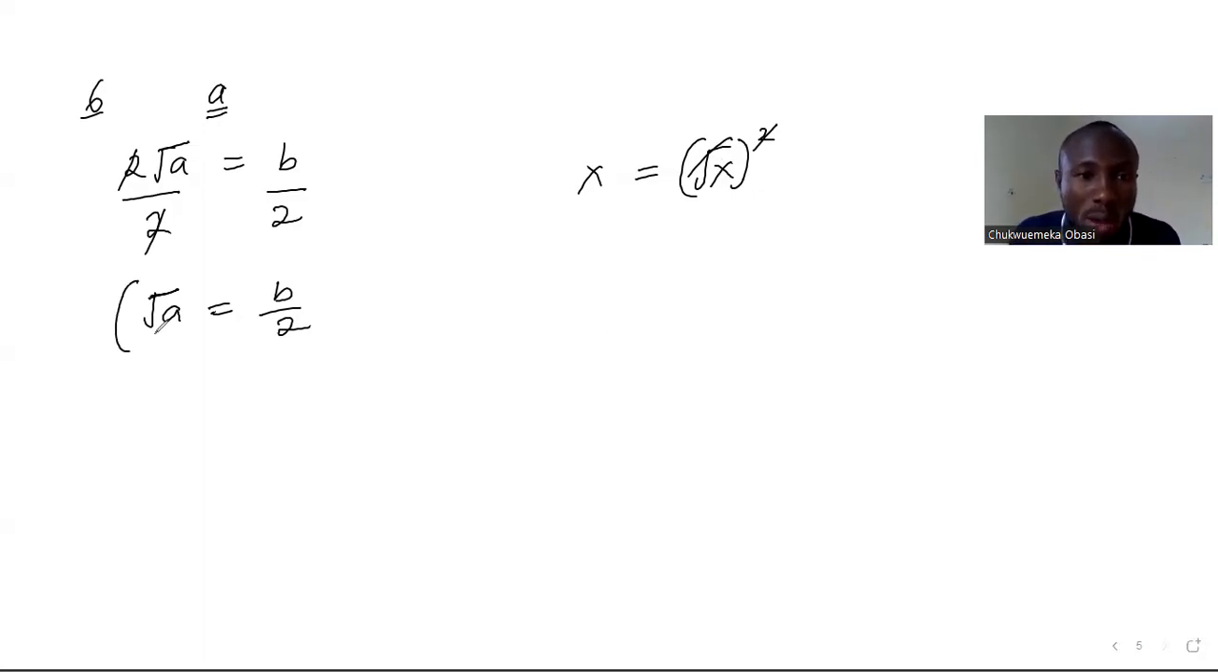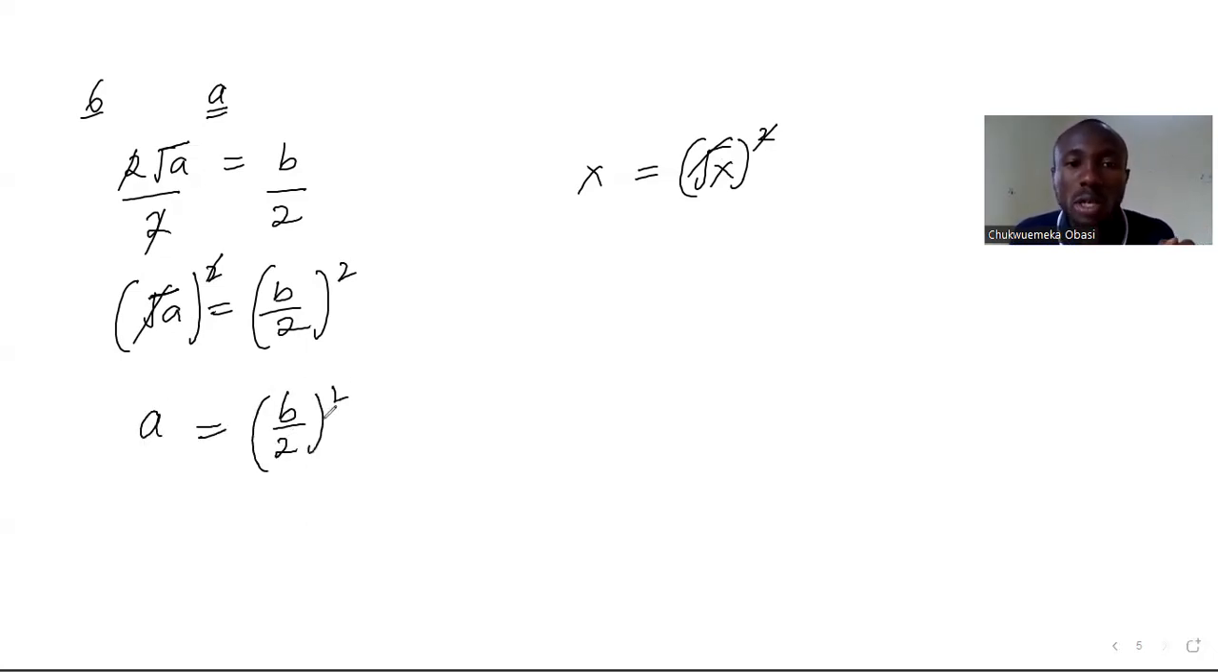So I'm going to square both sides like this. I also square here like this. Now the square will cancel out the root. That's the idea of squaring both sides. So we have A is equal to B over 2 all squared. This could be your final answer, or you can go ahead and say A is equal to B squared over 2 squared, when you distribute the square to all of them.